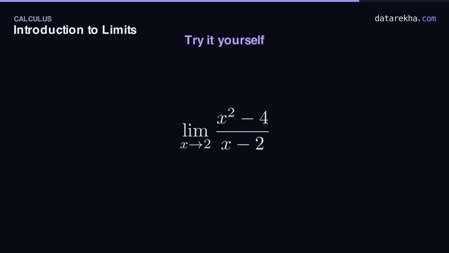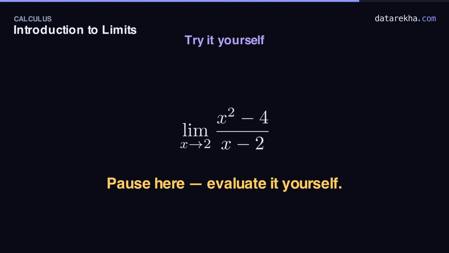Your turn now. Here's a limit. As x approaches 2, (x squared minus 4) over (x minus 2). Substitute and you'll hit 0 over 0. So it needs a little work. Pause the video, try it, then come back.